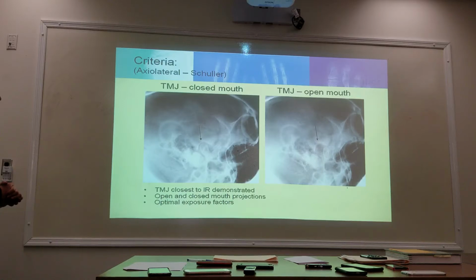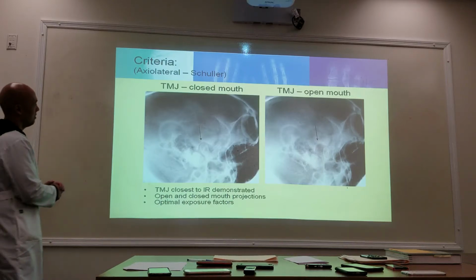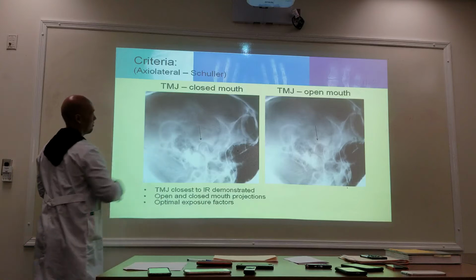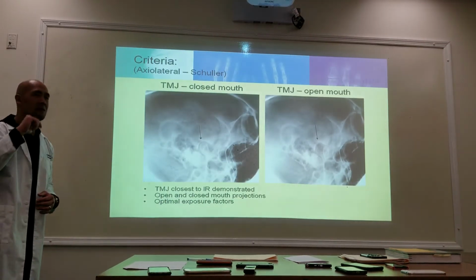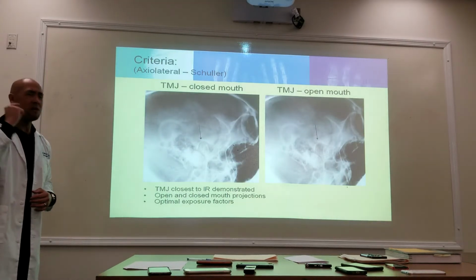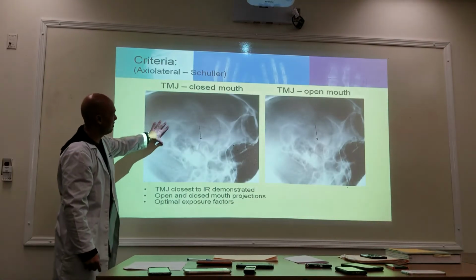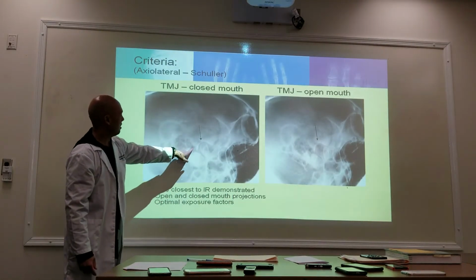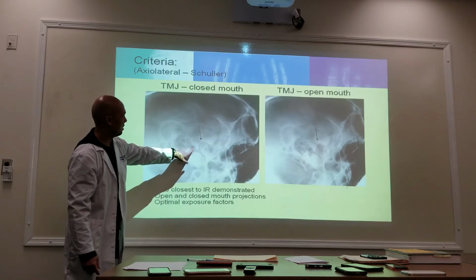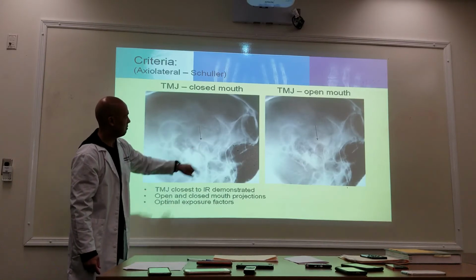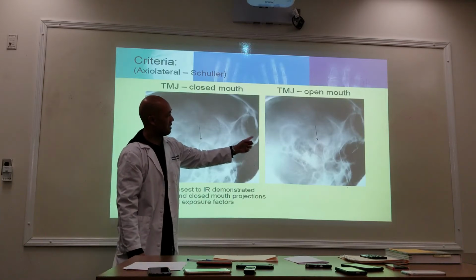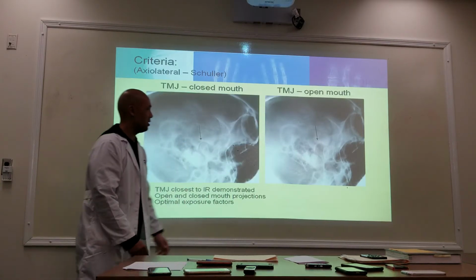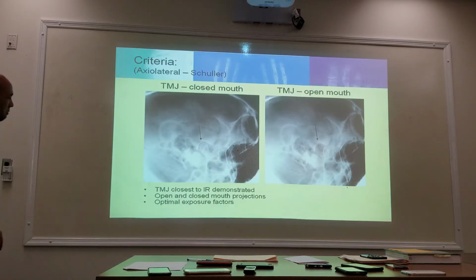Can you see the pinna of the ear? Yes, pinna of the ear. And you have your EAM right here, the external auditory meatus, and the TMJ. In a normal movement, when you open up your mouth, the condyle moves anteriorly. It should move forward. That's normal.